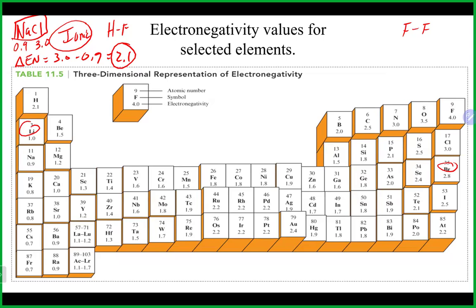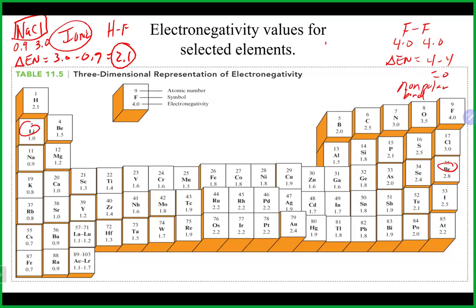If we look at F and F here, both have an electronegativity value of 4, which means our difference in electronegativity is going to give us a 0, and that falls under the 0 to 0.4, which would be a nonpolar bond. That would definitely be covalent, as it's 2 nonmetals together. And that would also be classified sometimes as a pure covalent bond, as the electronegativity value there is the same.